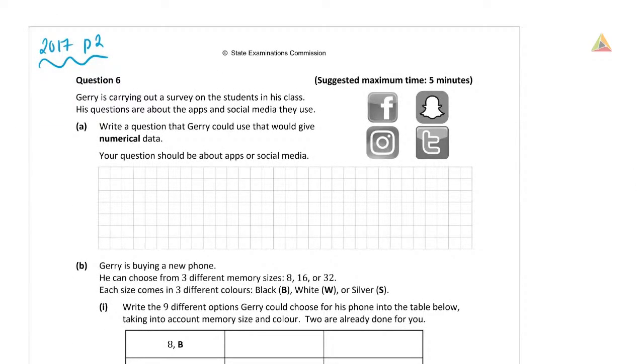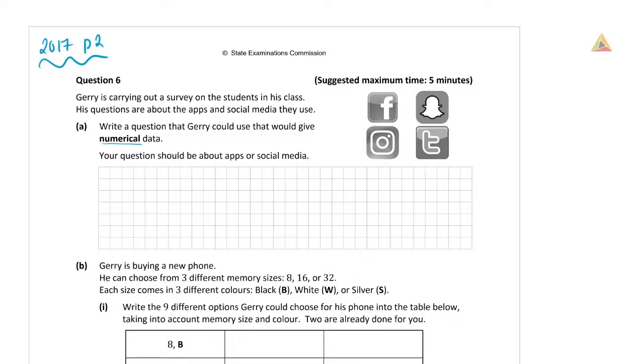Okay, so Jerry is carrying out a survey on the students in his class. His questions are about the apps and social media that they use. So for part A, write a question that Jerry could use that would give him numerical data. So your question should be about apps or social media. So you need numerical data, which means obviously numbers. So think of a question that Jerry could ask that would give him numerical data.